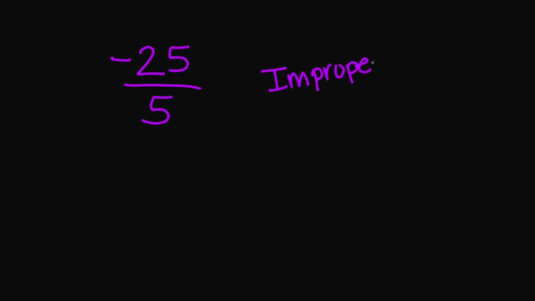So let's look at some examples. Let's look at the number negative 25 over 5. Is this a proper fraction, improper, or a mixed number? In this example here, negative 25 over 5 is an improper fraction. What about the number 1 over 4? Is this proper, improper, or mixed? This is a proper fraction because your numerator is smaller than your denominator.